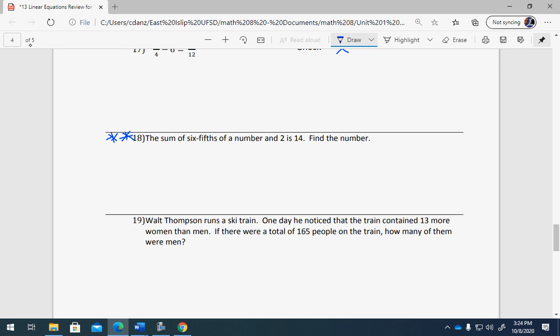It says the sum, which means to add something, of 6/5 of a number and 2 is 14. So the things that I'm adding are 6/5 of a number and 2. So before the plus sign, I'll put 6/5 of a number. I'm using x for a number. So I'm adding 6/5 of a number to 2. The result is 14.